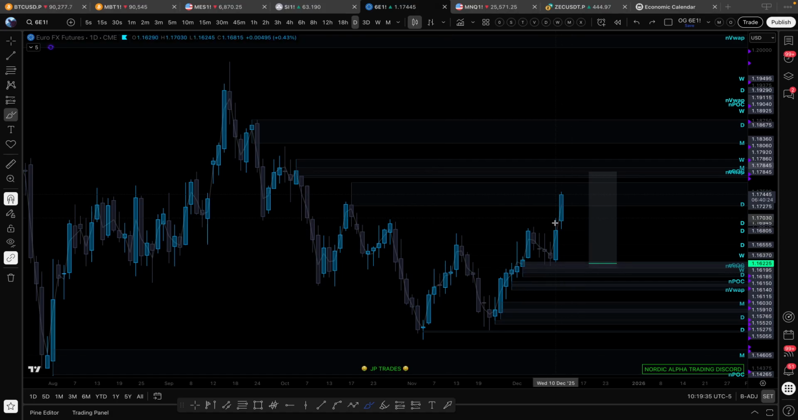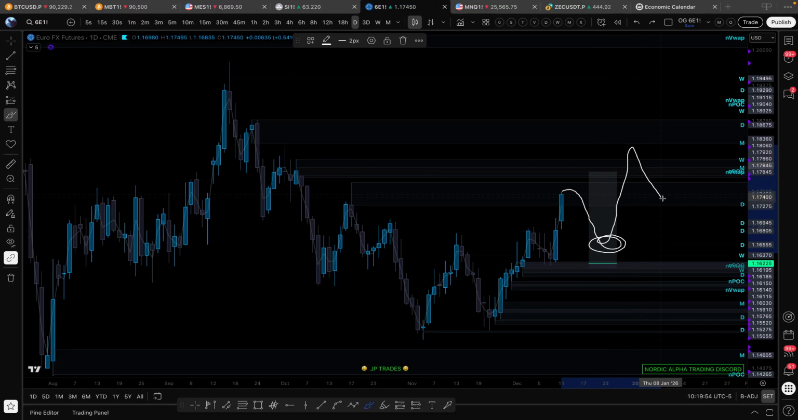We have a nice wick gap here. A nice daily order block here. So this could potentially come all the way back down at some point, mitigate this area, and then we'll start to see something like this here.